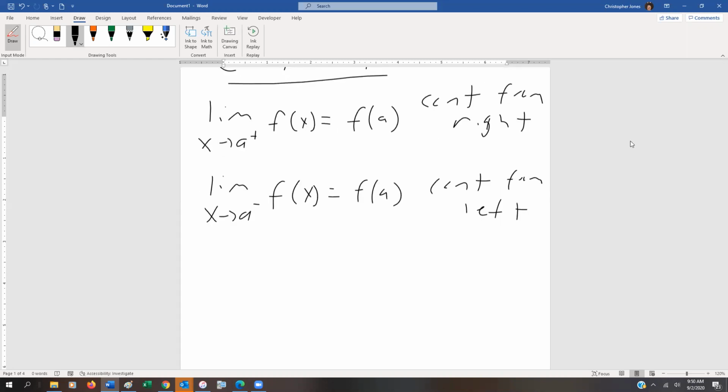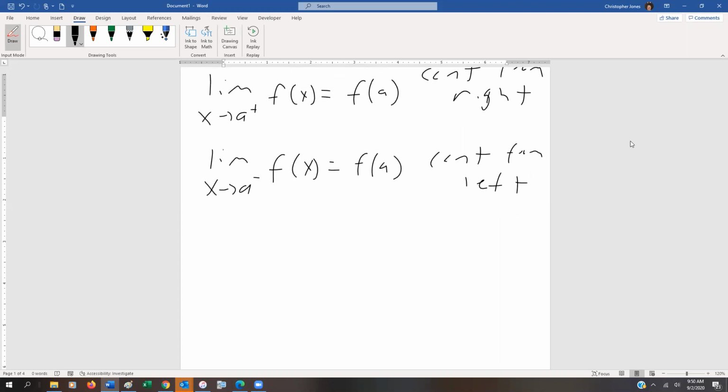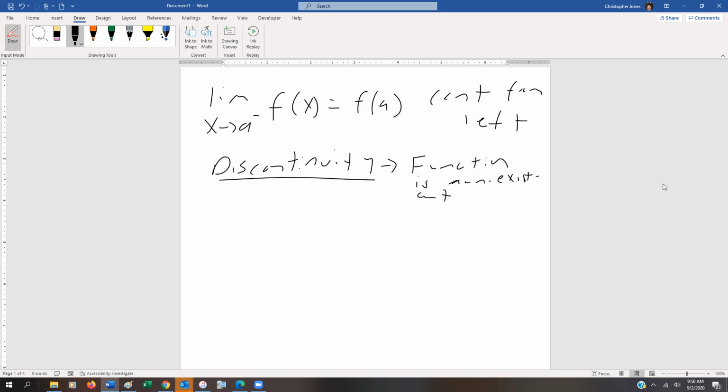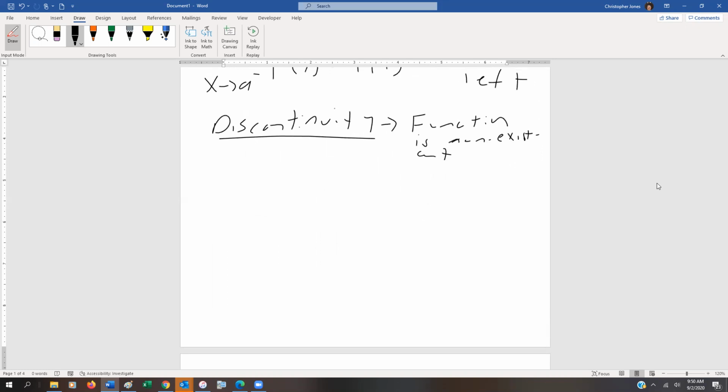Right? And just to give you an idea of the idea of a discontinuity, a discontinuity is a location where a function does not exist. Okay, or you might have to lift up your pen if you're tracing the graph of it. So the function is non-existent. All right, and let me give you just a really basic example of some of the different types of discontinuities that exist.